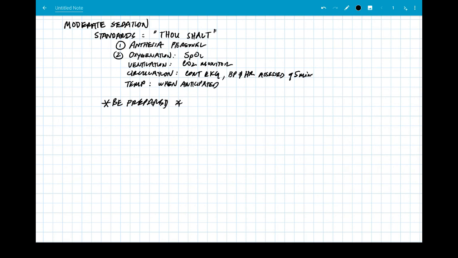So how do you deliver moderate sedation? Well, there's multiple different ways to do that. The classic one was to give Versed or midazolam and fentanyl. Typically, I would give 1 to 2 milligrams for an average size adult of Versed and 25 to 50 mics of fentanyl for an average size adult.